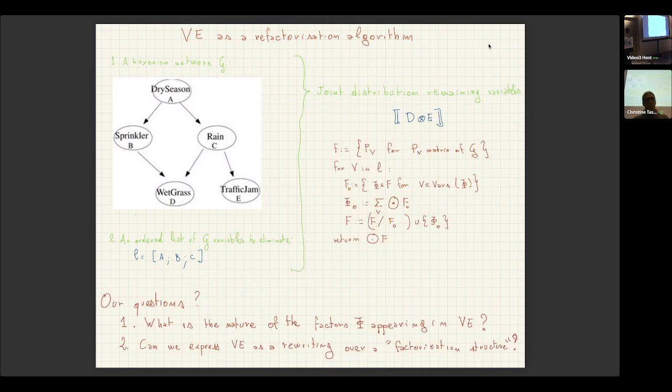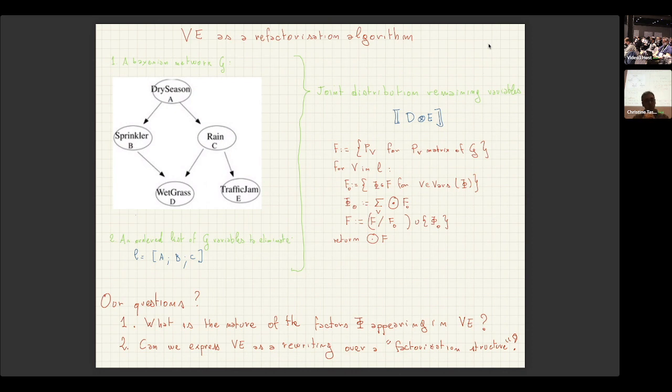Okay. So what are the questions that we want to study in this very classical algorithm? We want to understand a bit better the nature of the factors that appear in the algorithm. So at the beginning, the factors are just stochastic matrices, but as the algorithm is run, the intermediate factors appearing are a bit more complex than just stochastic matrices. They cannot be precisely defined as stochastic matrices. And usually in the literature, they are just described as vectors or matrices of real numbers, while they have a bit of structure in them.